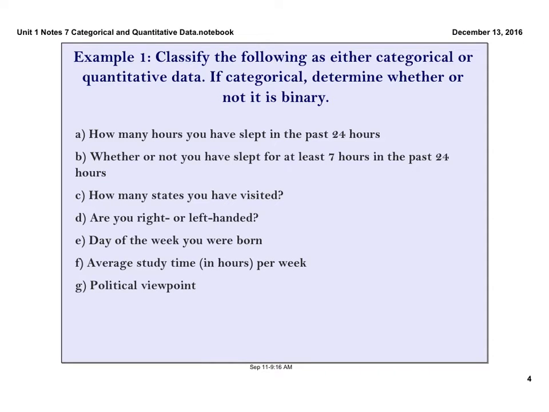Example 1, it says classify the following as either categorical or quantitative data. If it's categorical, determine whether or not it's binary. So part A, it says, how many hours have you slept in the past 24? If somebody asked you that question, how many hours did you sleep in the past 24 hours? You might answer 6, 8, 9. That's a numerical answer. This is quantitative data.